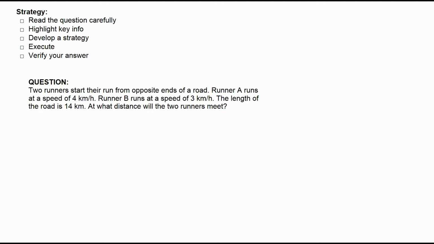So the question for today is the following. Two runners start their run from opposite ends of a road. Runner A runs at a speed of 4 kilometers per hour. Runner B runs at a speed of 3 kilometers per hour. The length of the road is 14 kilometers. At what distance will the two runners meet? Now that we've read the question, I will invite you guys to highlight key information.